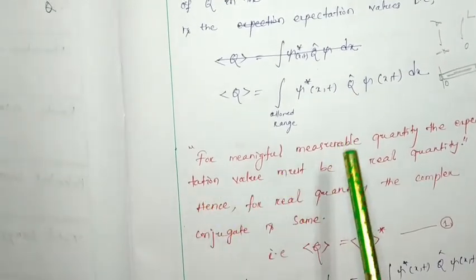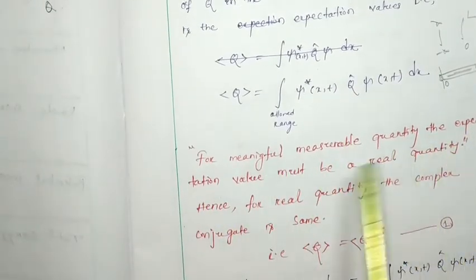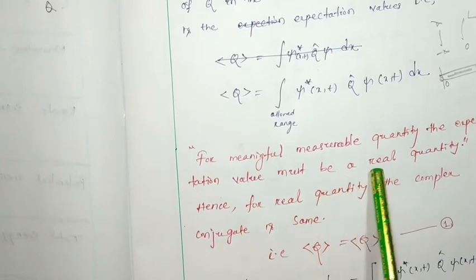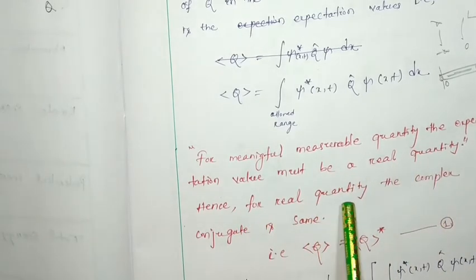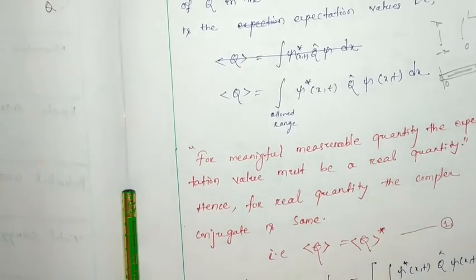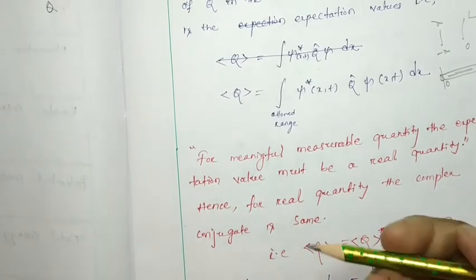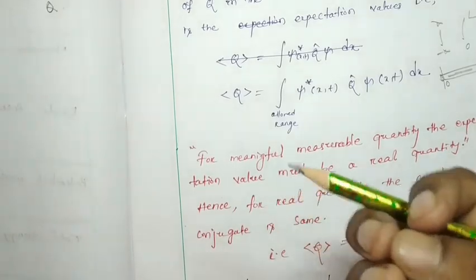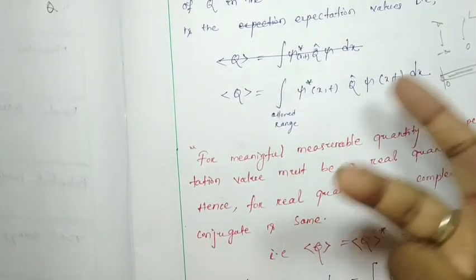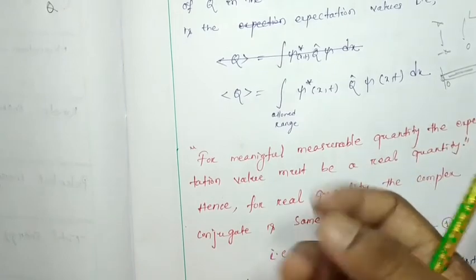For a meaningful measurable quantity, the expectation value must be a real quantity. Hence, for a real quantity, the complex conjugate is the same. That means, suppose we consider the position or the momentum, any expectation value, or the so-called weighted average of a physical observable, at last we are going to get a real quantity. It cannot be complex; it will give you a real quantity.